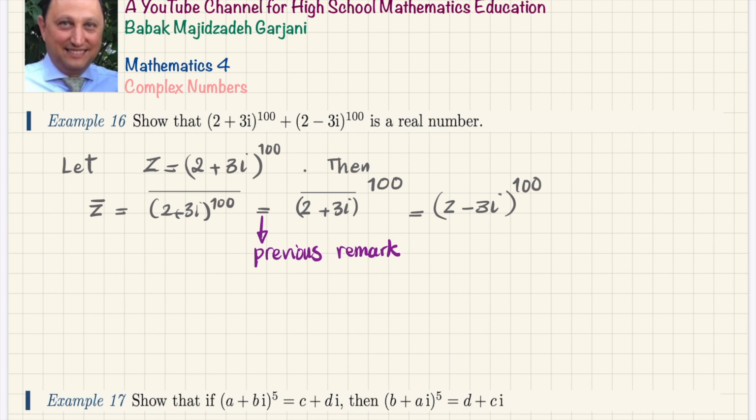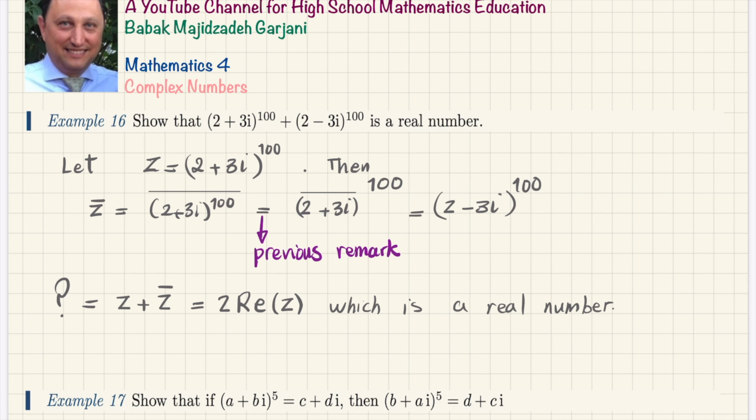So therefore, the question mark, what you see here, instead of this expression I called it z, and I realized the second part is nothing except z bar. So this question mark is actually z plus z bar, and we know that z plus z bar, for any complex number, is 2 times the real part of z. Okay? And then this is real, which is a real number. Okay, is that understandable?